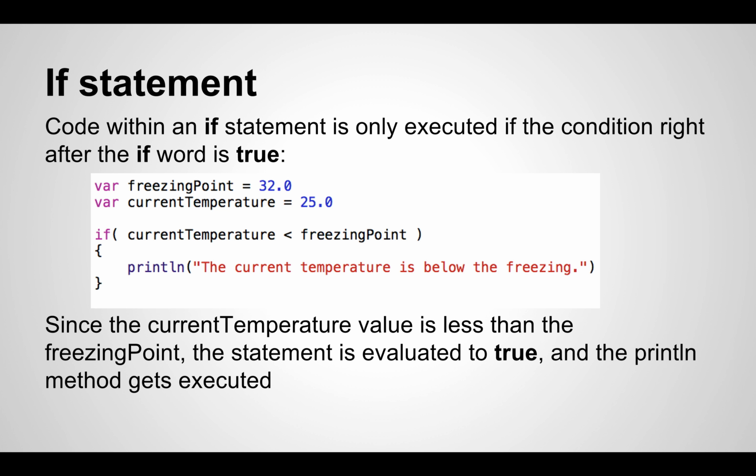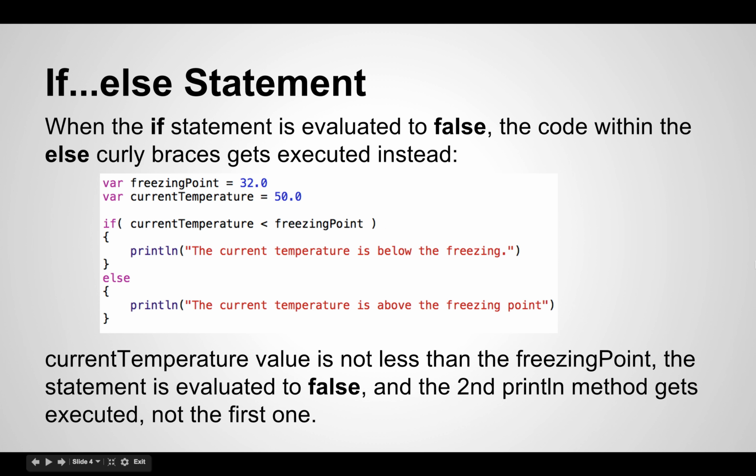If it's true, then it's going to execute the code right after it. So here in this example, let's take a look at this. We have two variables. We have the freezing point, that's 32 degrees Fahrenheit, and then the current temperature, that's 25 degrees, okay? And you see the if statement that says if the current temperature is less than the freezing point, then what's inside of the curly braces will be printed, okay? The current temperature is below the freezing point. And since the current temperature is less than the freezing point, 25 is less than 32, then the println will get executed, okay? So anything within those two curly braces will only get executed if the if statement is evaluated to true.